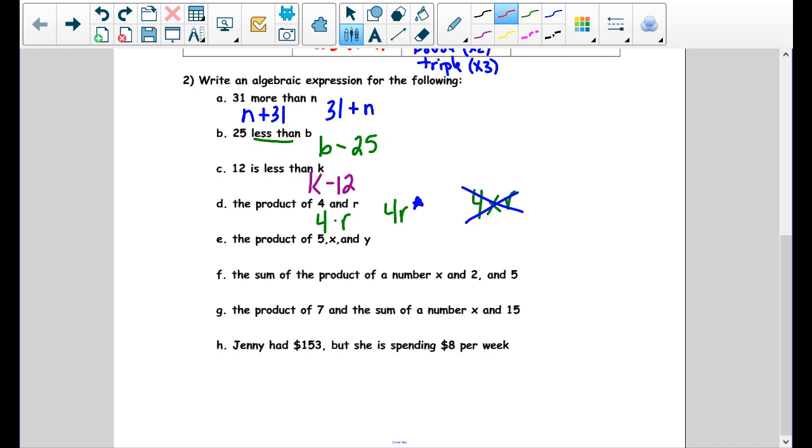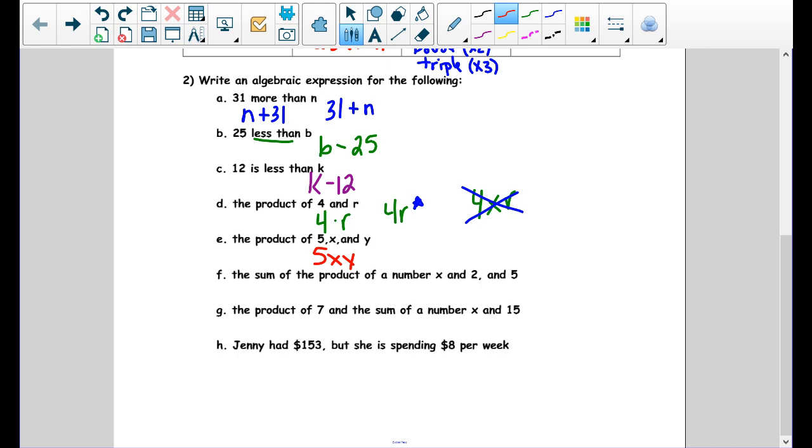E, the product of 5x and y. Product means multiply. And what am I multiplying? 5x and y. So 5xy. Done. So here they get a little bit trickier now.